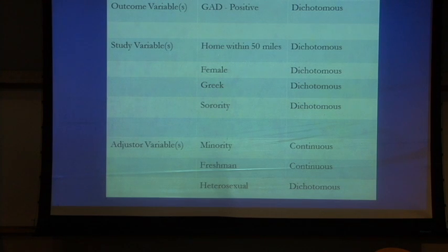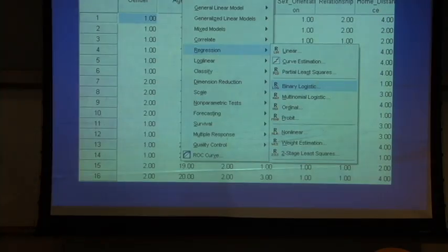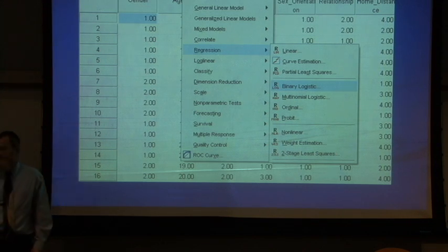So we have 4 study variables, and we also have 3 adjuster variables. We're going to want to run that in SPSS. So now we're going to open it up, go to analyze, regression again. But instead of picking linear regression, we're going to pick binary logistic. Okay, binary logistic. Binary is a 0-1 outcome.